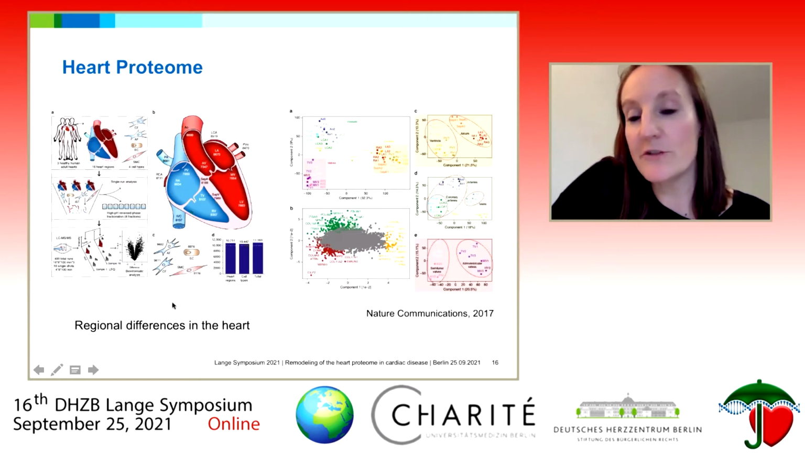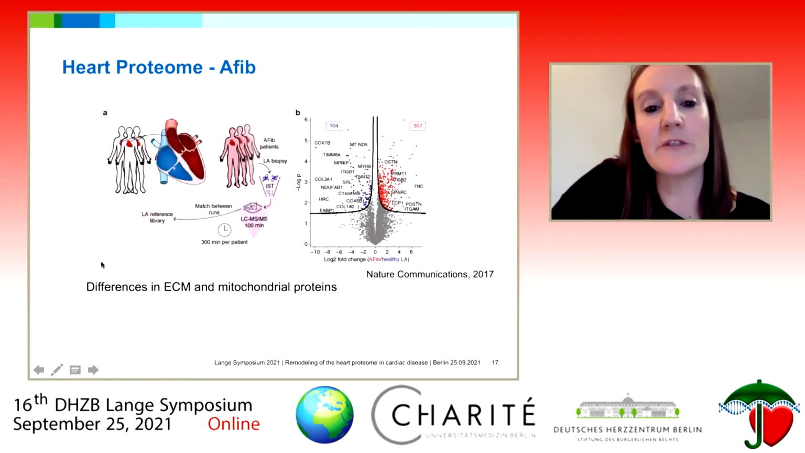They report regional differences in the heart, which is not surprising, but important if you compare parts of the heart to diseased heart. So they also compared healthy left atrial protein expression levels to left atria of patients with atrial fibrillation, and found differences in extracellular matrix proteins and mitochondrial proteins.